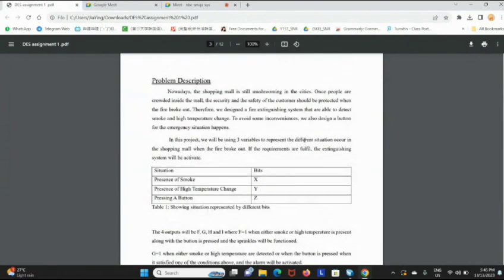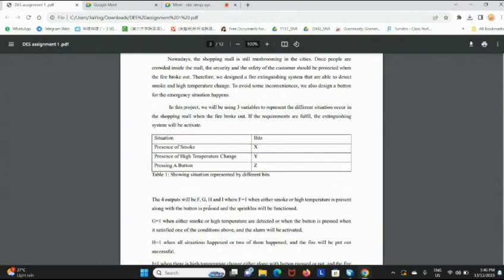As electronic engineers, we are required to design a fire extinguishing system in a shopping mall. In our design, we have three inputs, which are S, Y, and Z. S represents the presence of smoke, Y represents a high temperature change, and Z represents pressing a button. These three inputs will generate four outputs, F, G, H, and I.